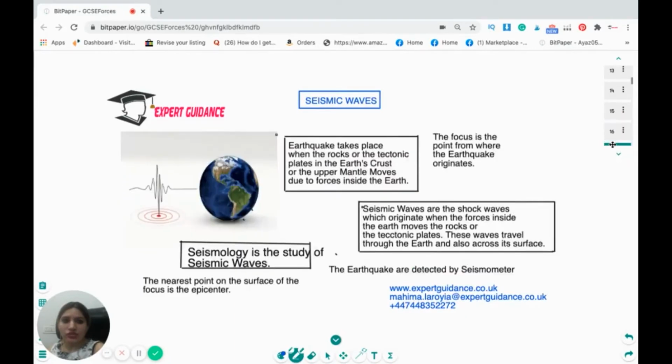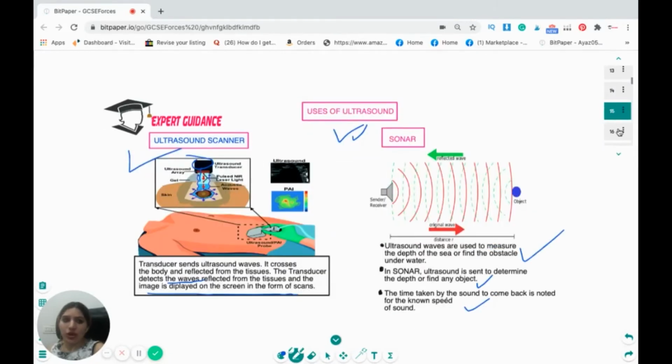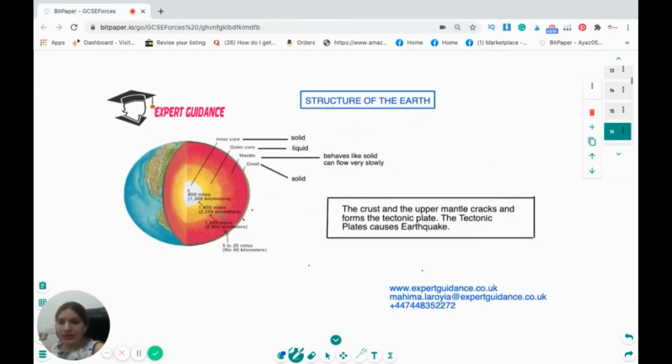Now, what we need to do next is the structure of the Earth. Now, we know that Earth has a core, and then the mantle, and then the crust. When we talk about the core, it is the inner core and then the outer core. Then we have the mantle, then we have the crust. Okay, so when you see, the inner core is solid, the outer core is liquid. The mantle behaves like a solid but can flow very slowly, and the crust is completely solid.